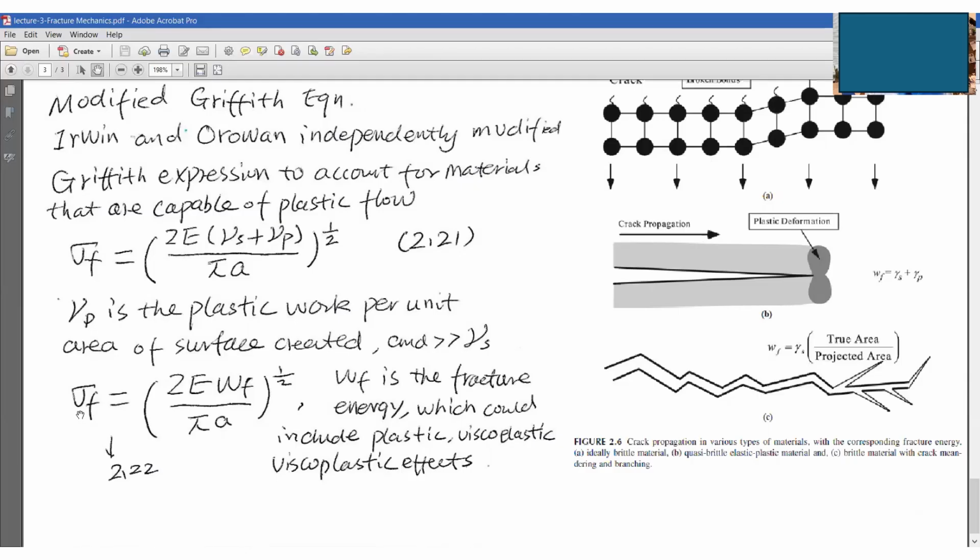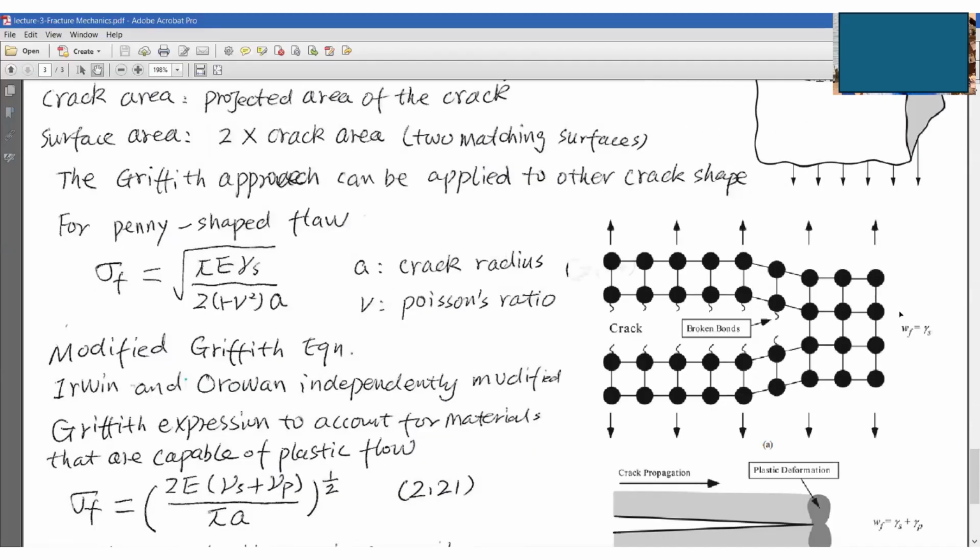Okay, you can see this sigma can be written as 2E W_f over pi a squared. This W_f is the fracture energy, which could include plastic, viscoelastic, and viscoplastic effects. So this equation for W_f is more general. Okay, so let's look at these three case scenarios.